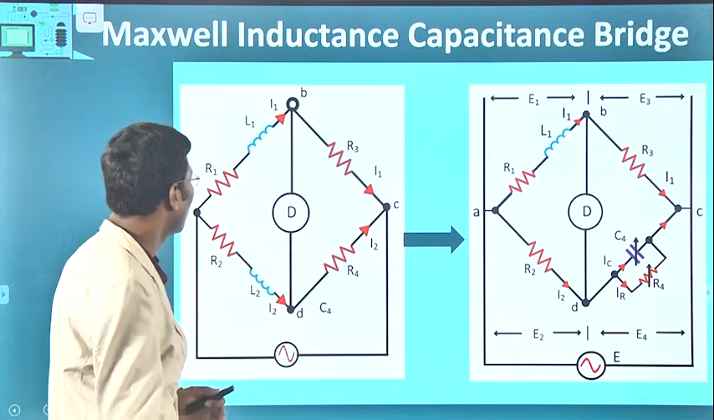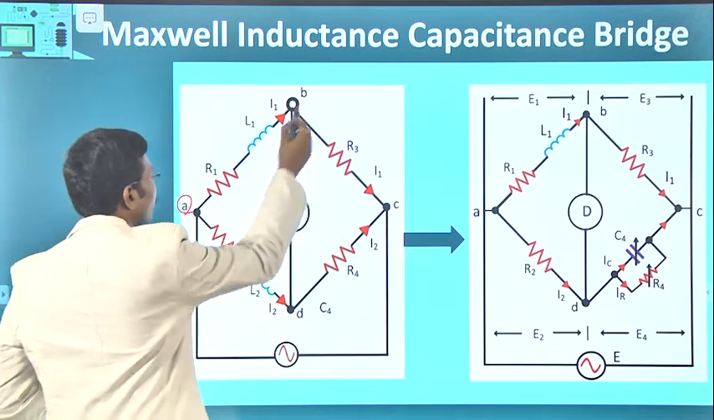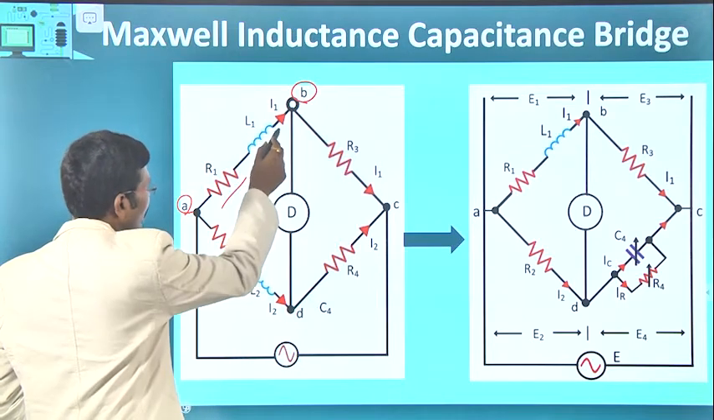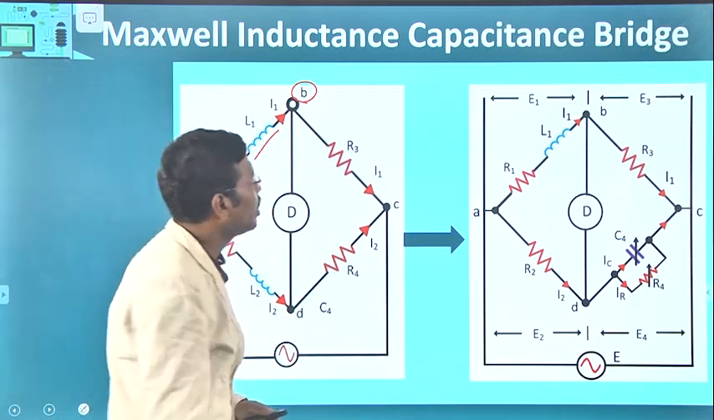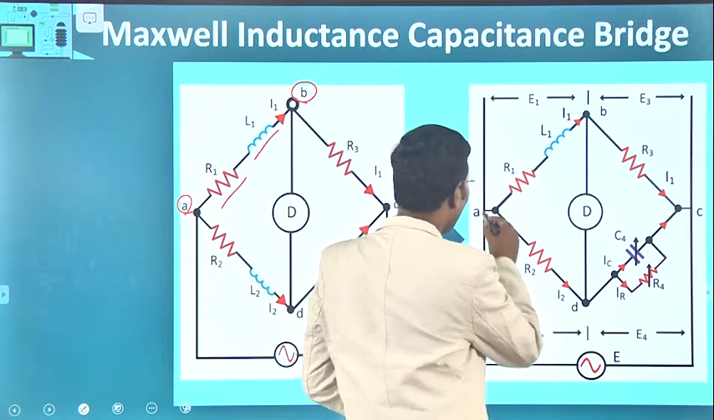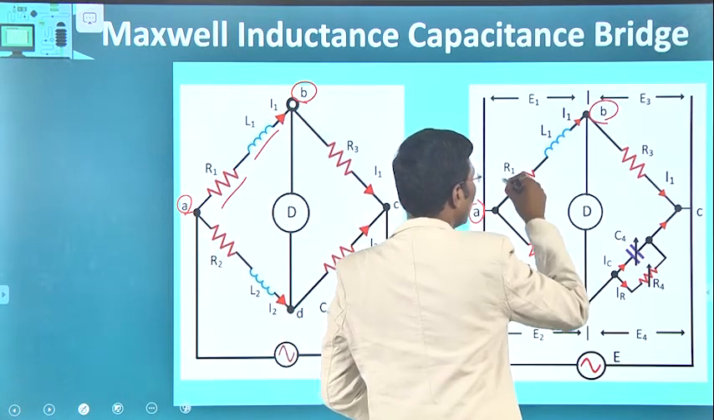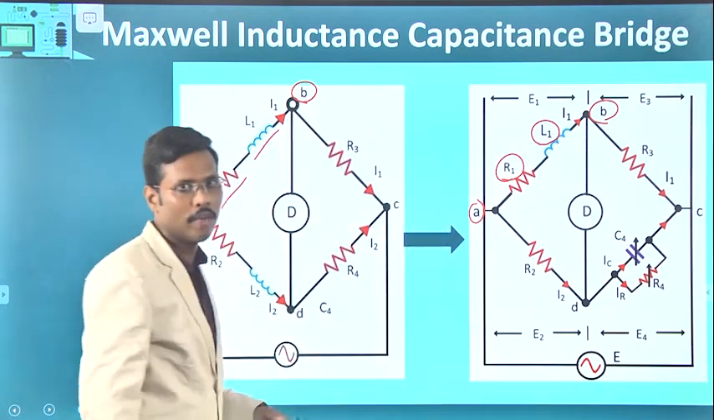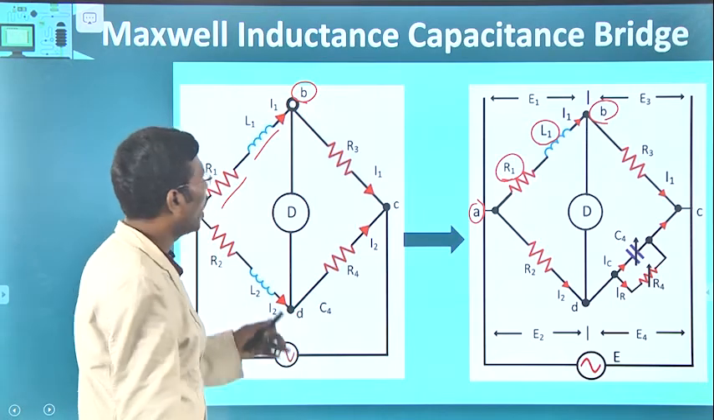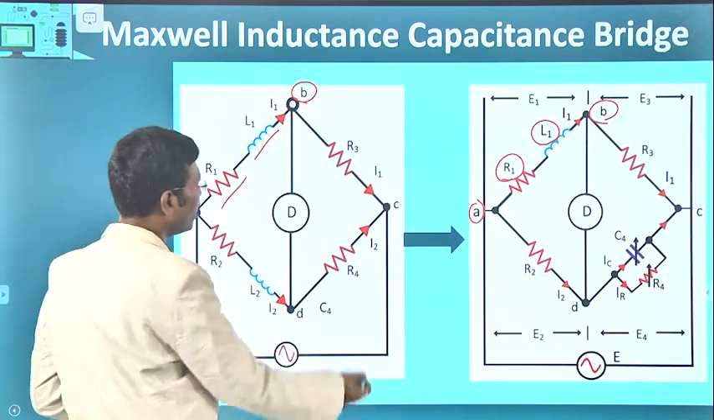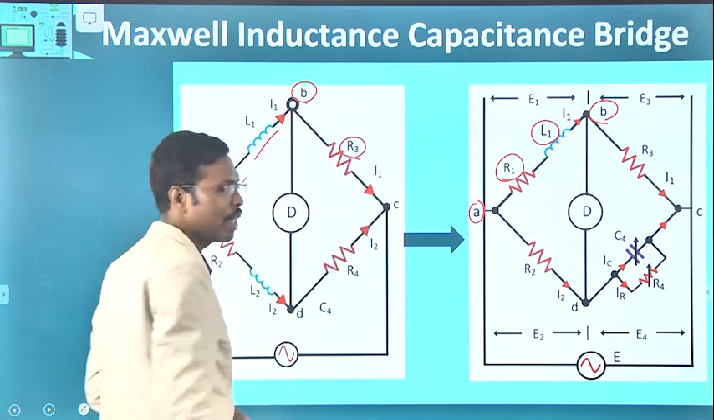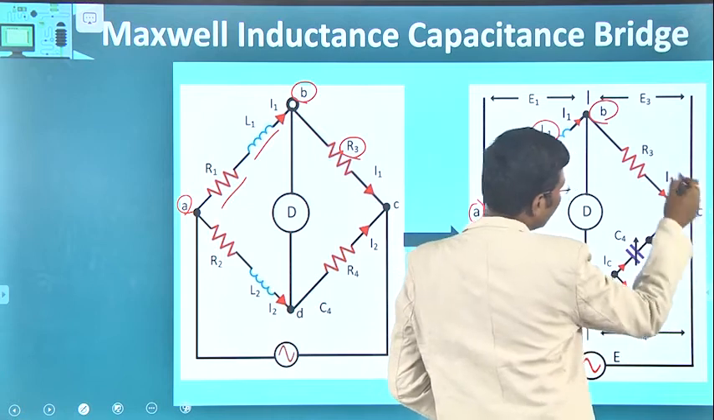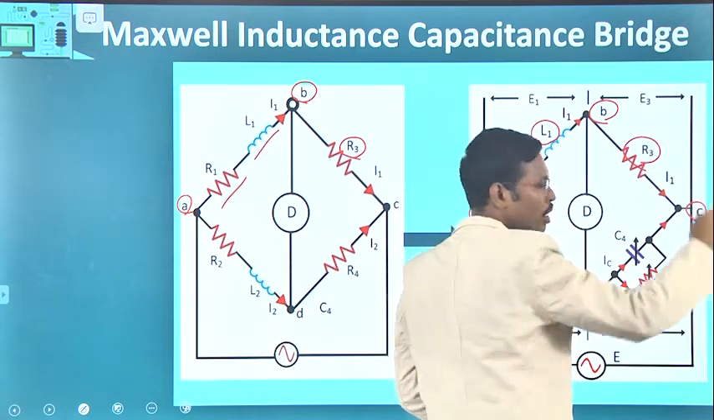So let us assume the first arm, which is arm AB. In the arm AB, for the general purpose circuit, we have a standard resistance R1 and an inductor L1. And in the inductive capacitance bridge also, in the arm AB, we have a standard resistance R1 and an inductor L1. So in the arm AB, we don't have any modification. Now we will see the arm BC. If you consider the arm BC in the general purpose bridge, we have a standard resistor R3. In the same way, in the inductive capacitance bridge also, in the arm BC, we have a standard resistor R3.